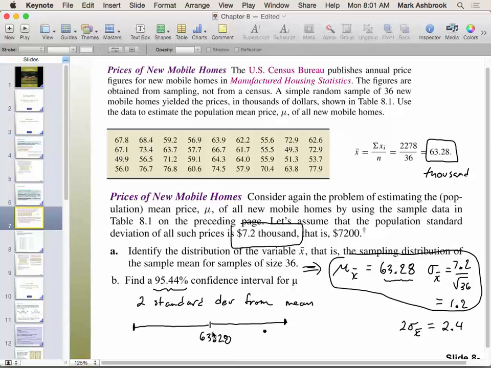If we're going up 2 standard deviations, we go up from 63.28 by 2.4, and that is 65.68. And then down, 60.88, thanks. So what does this interval mean, from 60.88 thousand to 65.68 thousand? What are we saying about that?